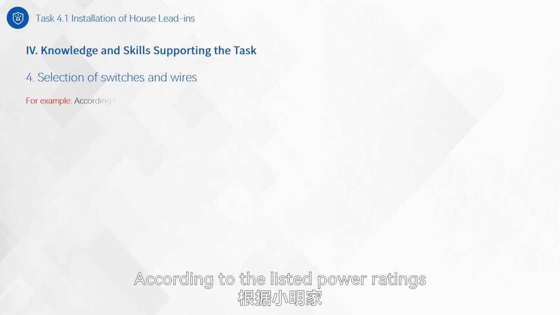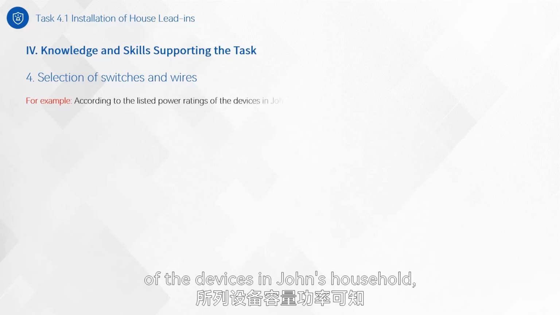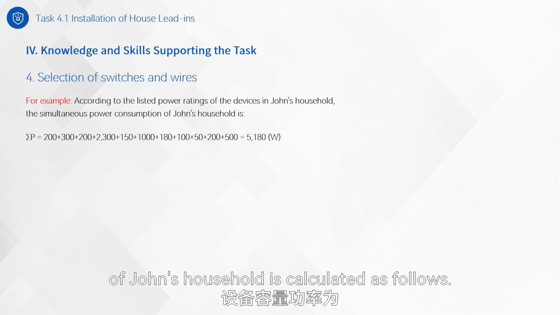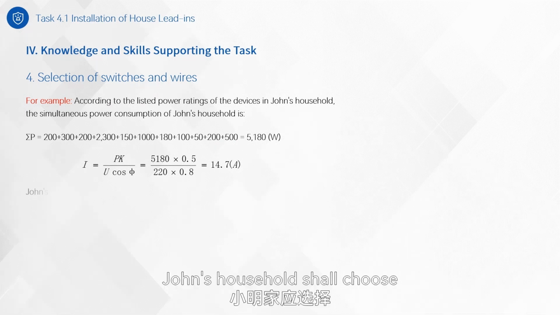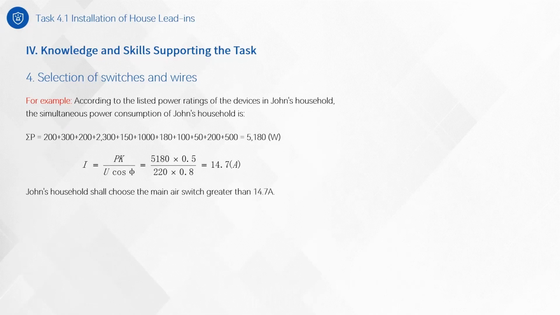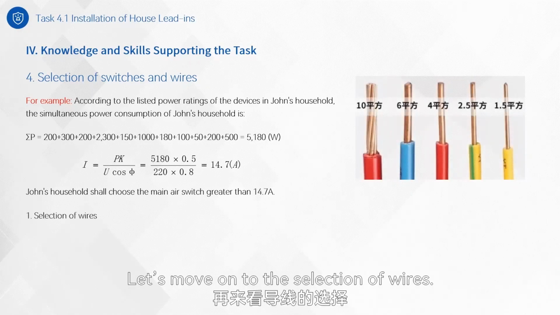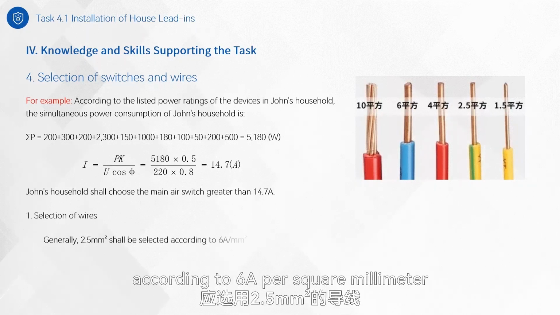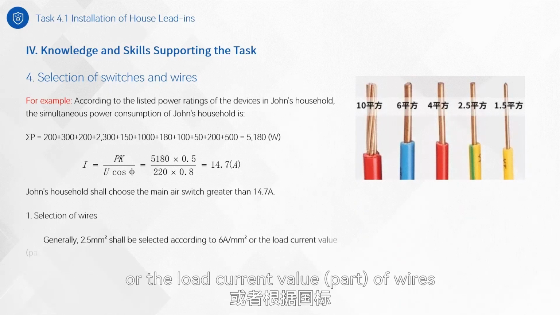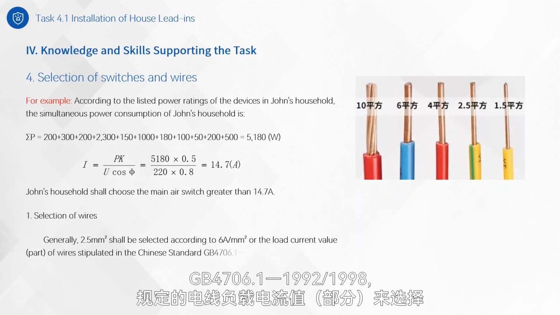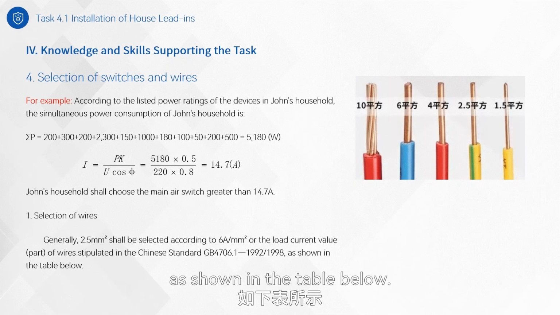For example, according to the listed power ratings of the devices in John's household, the simultaneous power consumption of John's household is calculated as follows. John's household shall choose the main switch air switch greater than 14.7A. Let's move on to the selection of wires. Generally, 2.5 square millimeters shall be selected according to 6A per square millimeter or the load current value of wires stipulated in the Chinese Standard GB 4706.1-1992/1998, as shown in the table below.